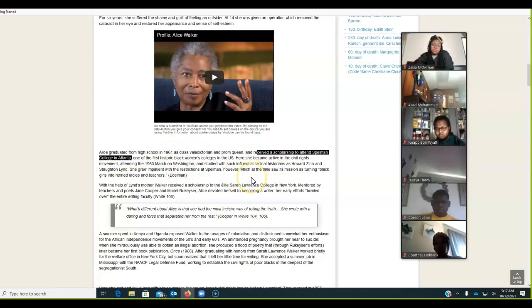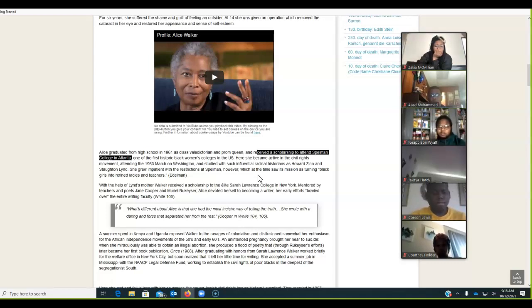She received a scholarship to attend Spelman College in Atlanta. Where did Dee go to college? She went to college in Atlanta, didn't she? In Georgia?